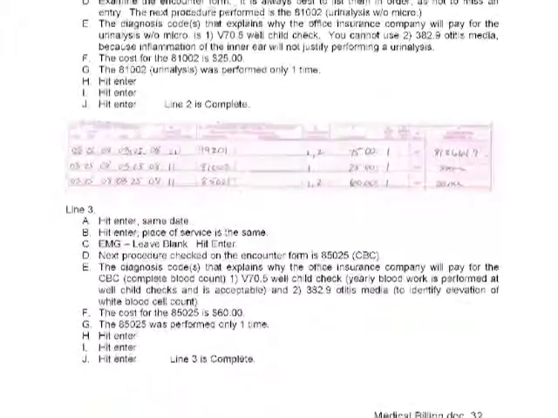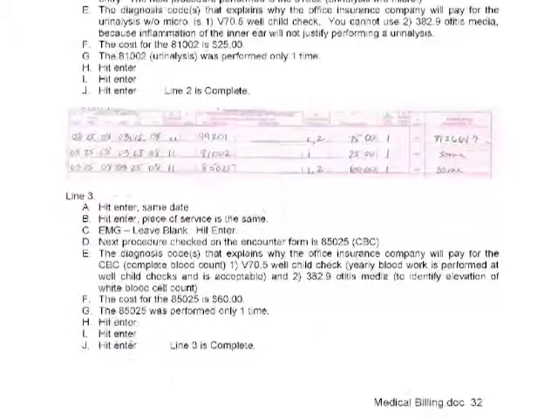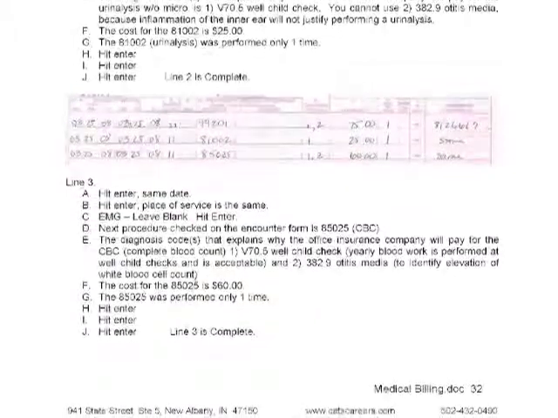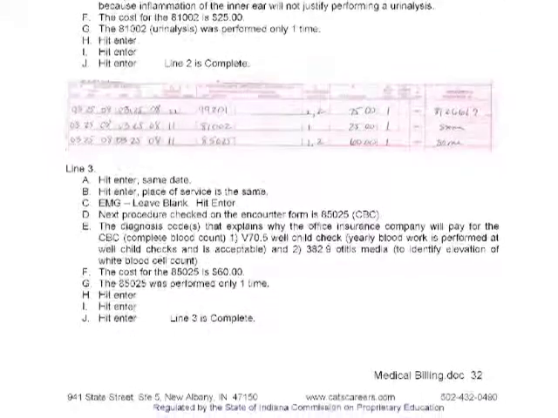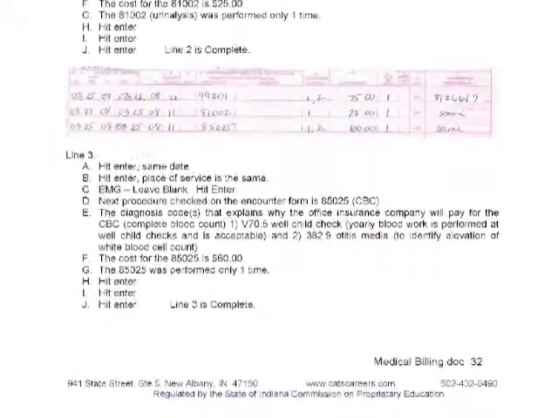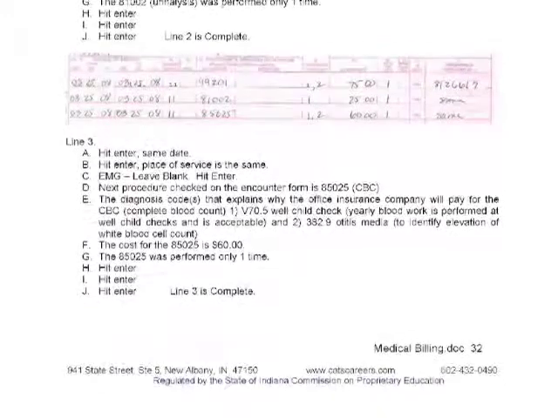Date's the same, hit enter and enter. Place of service is the same, hit enter. D, the next procedure code is 85025, which is the CBC. E, why is the insurance company going to pay for that CBC? For this one, you can use 1 and 2. They will pay for the complete blood count for the well child check as well as the ear infection because you want to see if the patient has an elevated white blood count to see if there are signs of infection. The cost for the 85025 is $60. How many times was the 85025 performed? Once. Hit enter and enter until you get to line 4.